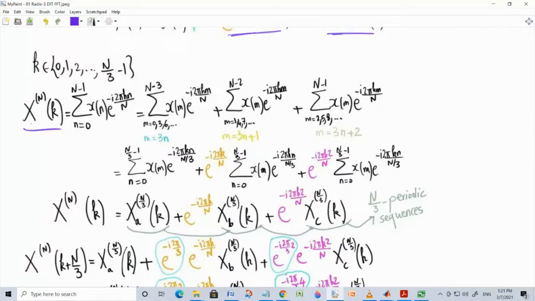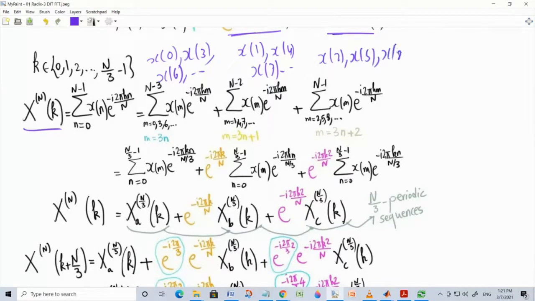So we will have x of 0, x of 3, x of 6 together, and then we will have x of 1, x of 4, x of 7 together, and then we will have x of 2, x of 5, x of 8, and so on together. So here the splitting is into 3 groups. Basically the numbers that you have here are the numbers that are 0 modulo 3. Those are the numbers that are 1 modulo 3, and those are the numbers that are 2 modulo 3. So this is the first step.